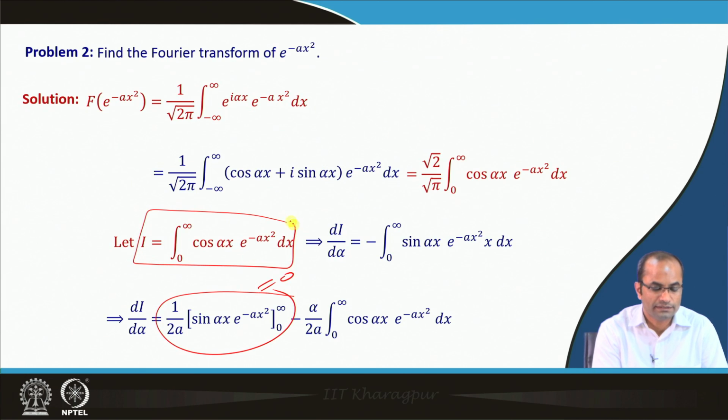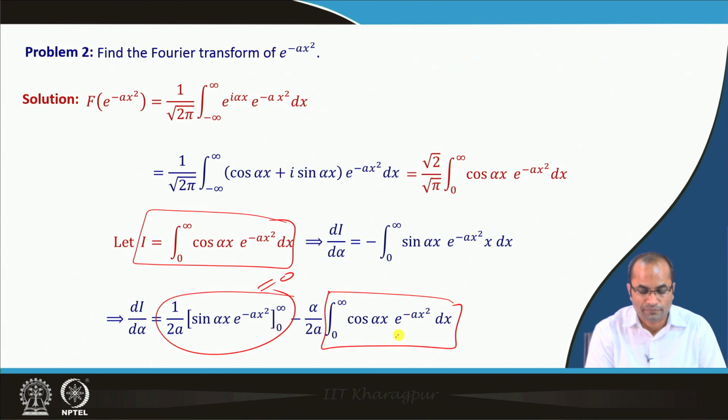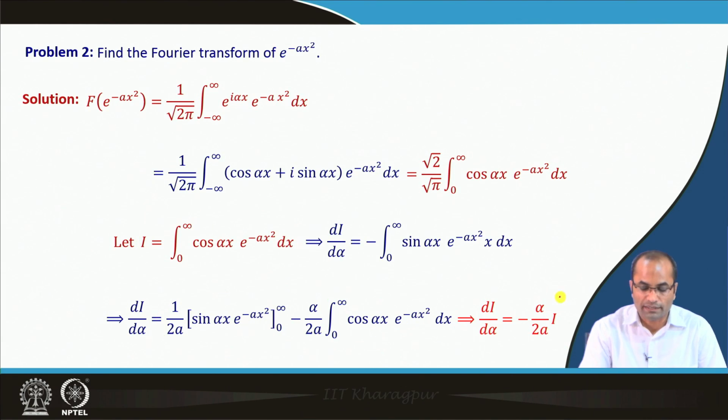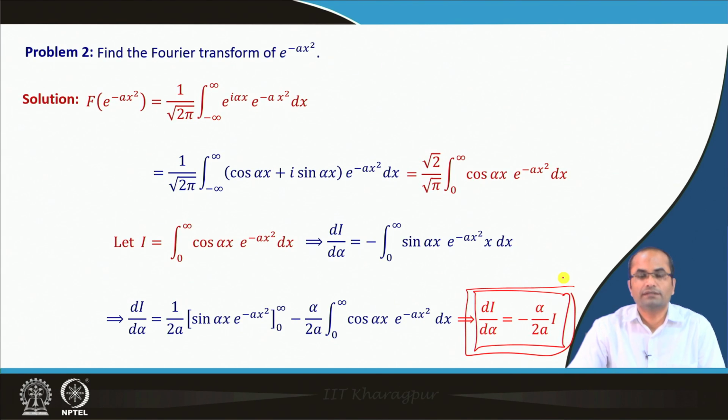Regarding the second term, we can take a close look at this I, the integral I which we are evaluating, and here we have exactly the integral I there with cos alpha x e power minus a x square. So, we have a very simple differential equation now, d I over d alpha is equal to minus alpha by 2a into I. So, we need to now solve this differential equation to get this I, the desired integral.